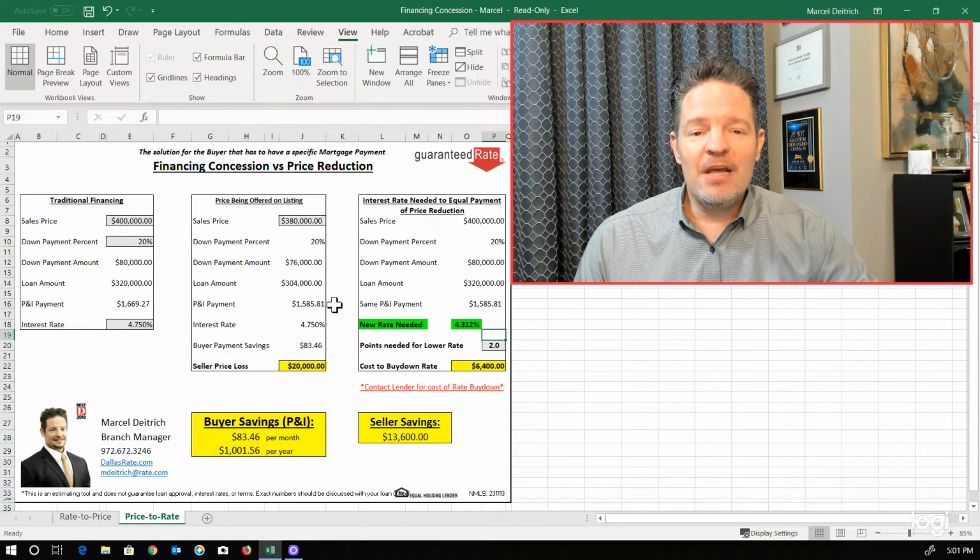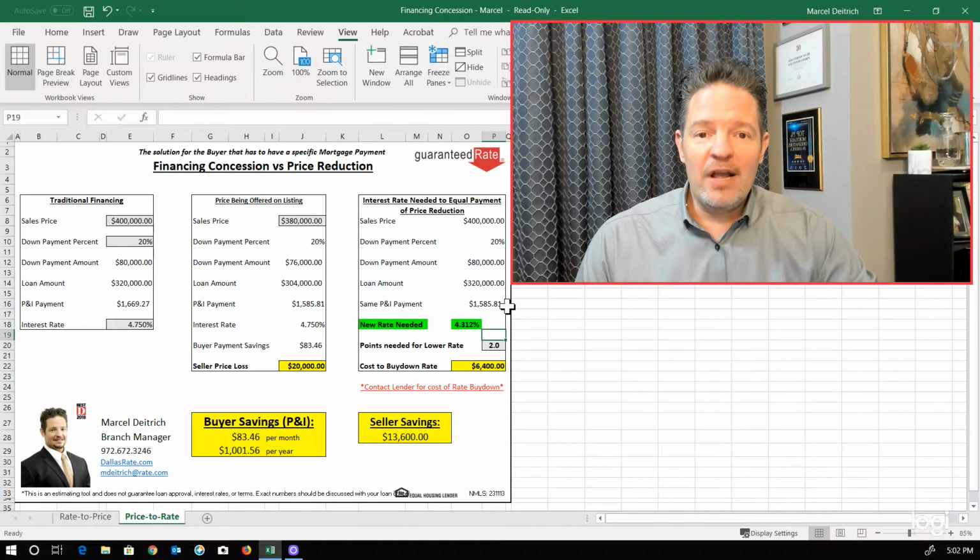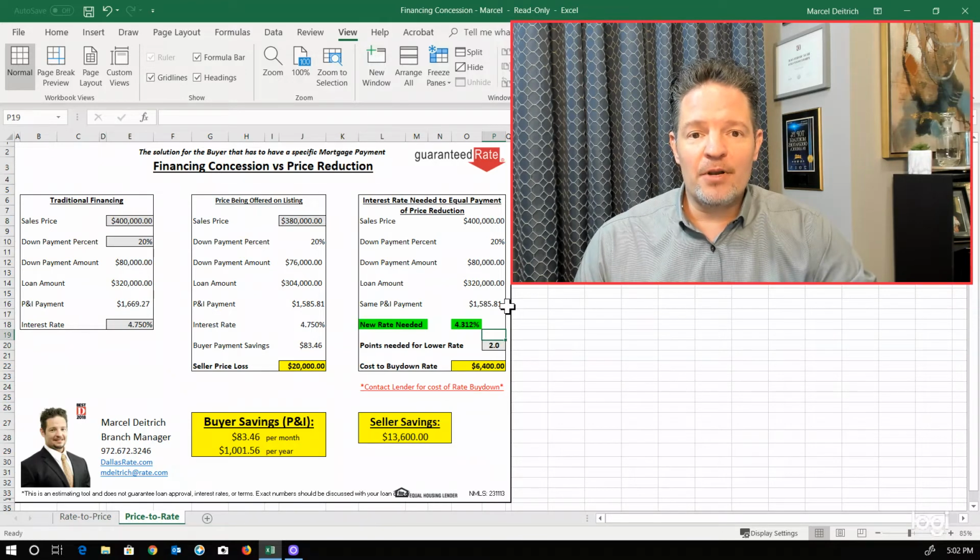It needs to be in a range where they're going to be comfortable with it, and they told you they're comfortable at $1,585. Now with that permanent rate buy down, you're basically at $1,585 again. So this is a great strategy to use if you're working with buyers and sellers who are having trouble finding common ground.